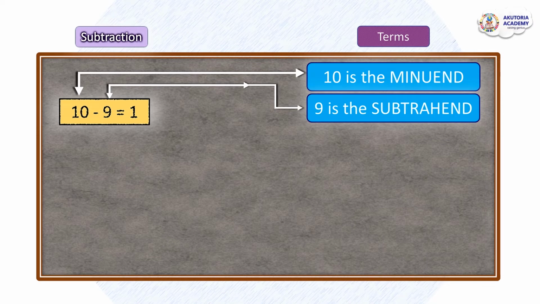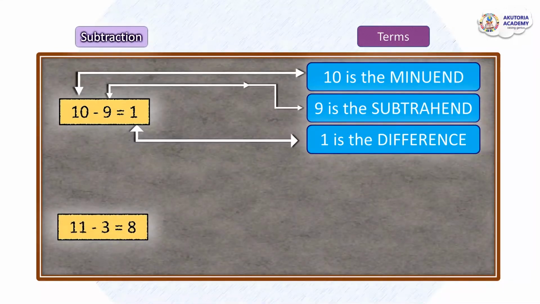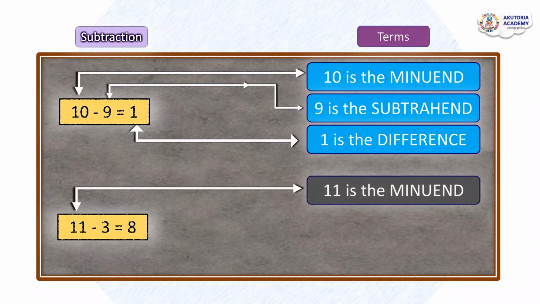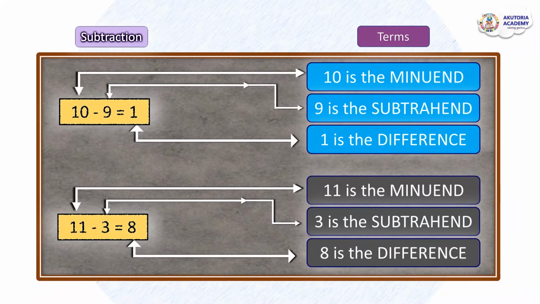What do you think the number 1 is called? The sum? Not really. 1 is called the difference. So the result gotten when a subtrahend is subtracted from a minuend is called the difference. Let's take a look at another example. 11 minus 3 equals 8. From our previous example, we can say that 11 is the minuend because we are to subtract a number from it. 3 is the subtrahend and 8 is the difference.